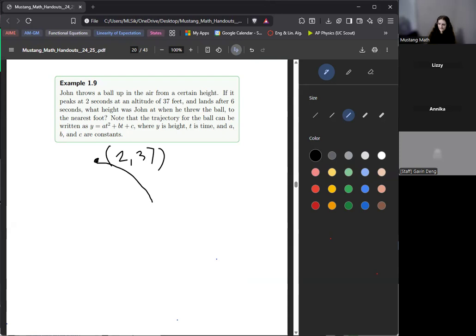So what's your thought process with starting this one? Convert to vertex form. Yeah, that is a good idea. So we have two coordinates, (2,37), and also just to clarify, they mean lands after 6 seconds, as in one of the zeros is (6,0), not 6 seconds after the 2 seconds. So we have two coordinates, and we want to know where the height is at t equal to 0.